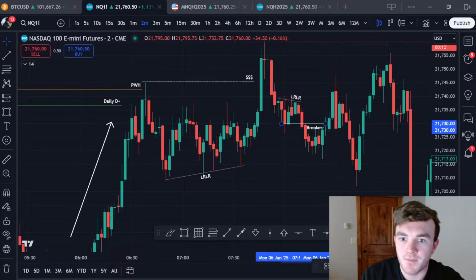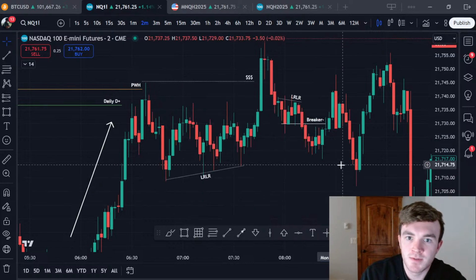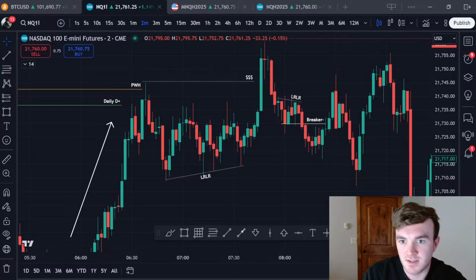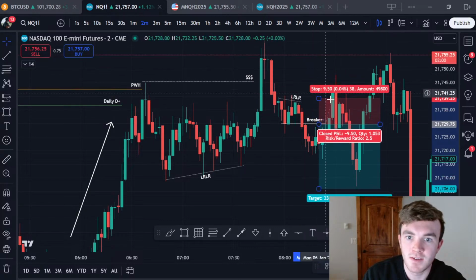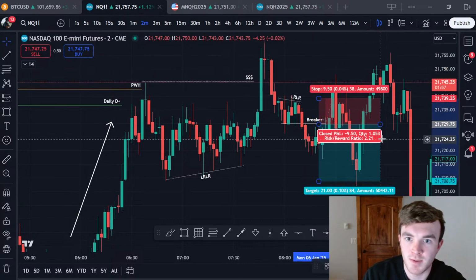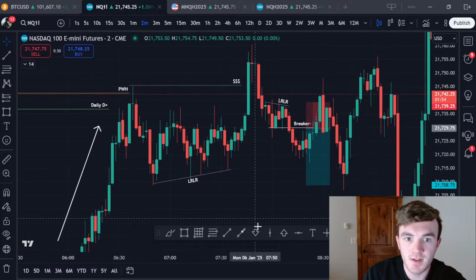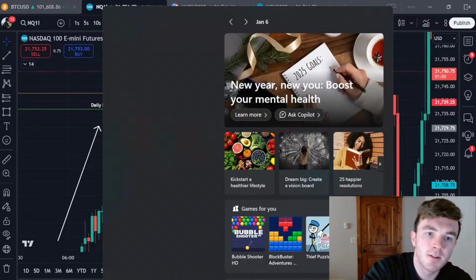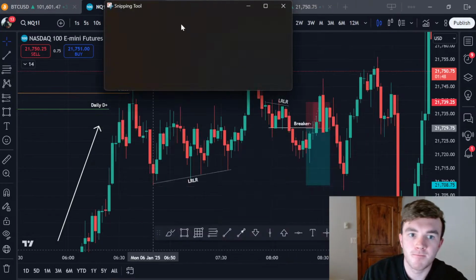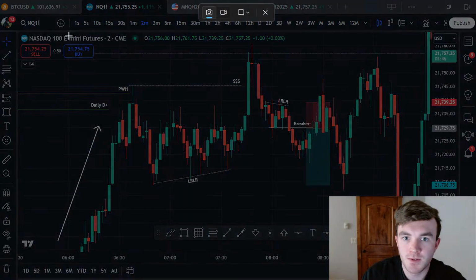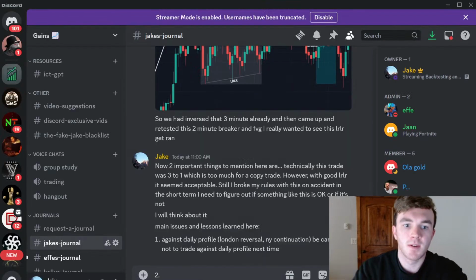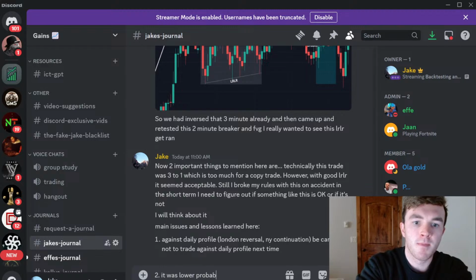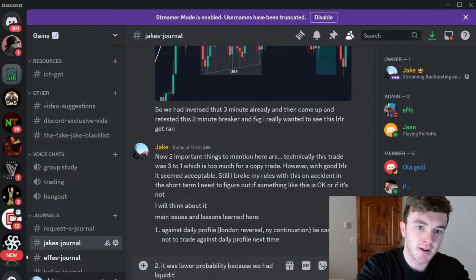So was it the absolute best trade in the world? Not necessarily, because of this. Genuinely, there are people up here that need to get stopped out, and you can see that we end up stopping those people out. So issue number 2: it was lower probability because we had liquidity above, as seen here.